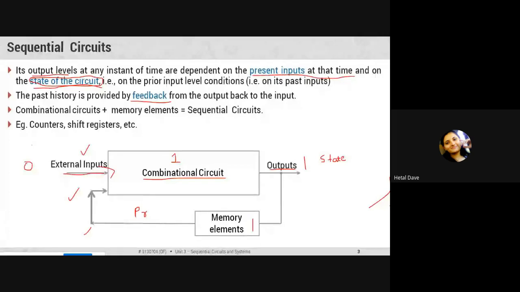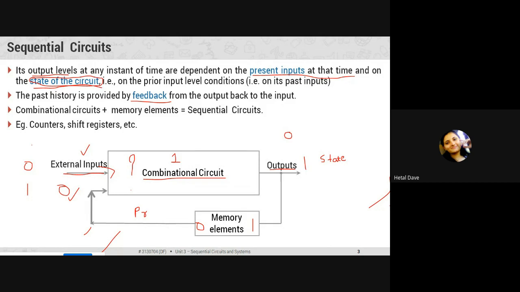But how can I say it's 1? It is stored in memory. It is fed back. So the present state is 1. So now let's say the output is 0. It can be 0, it can be 1, depends on this circuit, whatever circuit is built inside this. Let's say 0. Again this 0 will be stored here and again it will be fed back. So now this whole circuit is called a sequential circuit, where the output doesn't depend only on the external input, but it will depend on two things: external input and state of the circuit.